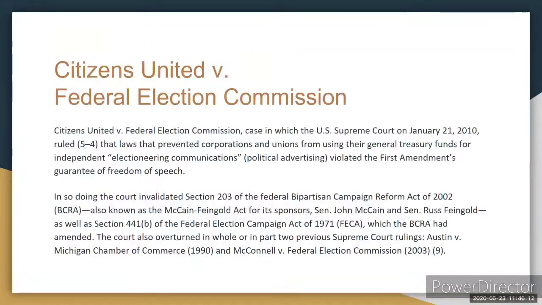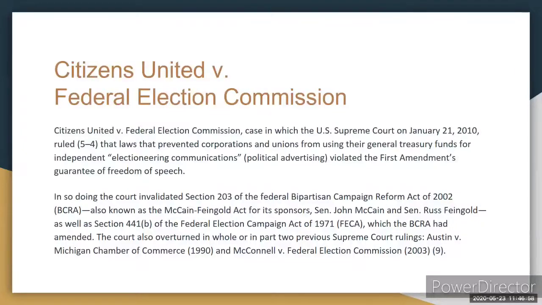So some of those caveats came about with Citizens United. Citizens United versus the Federal Election Commission, or the FEC, like we spoke about earlier, is a case in which the US Supreme Court on January 21st of 2010 ruled in a 5-4 decision that laws that prevented corporations and unions from using their general treasury funds for independent electioneering communications or political advertising violated the First Amendment's guarantee of freedom of speech. In doing so, the court invalidated Section 203 of the Federal Bipartisan Campaign Reform Act of 2002, the BCRA, also one of the acts we reviewed earlier.